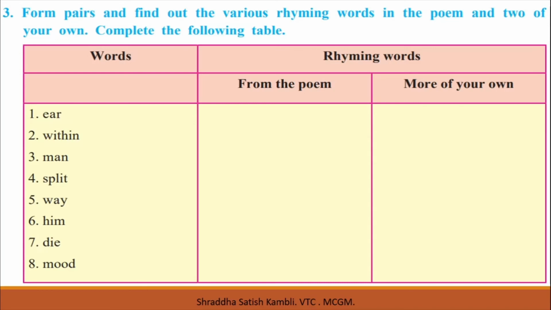Complete the following table. So ear. Ear is a word. So what will be the rhyming word from the poem? It is queer. Okay, see, ear rhymes with queer. So that is a rhyming word. The last sounds are the same. More of your own. Let me give you one of your own. So it is fear. So ear, queer, fear.